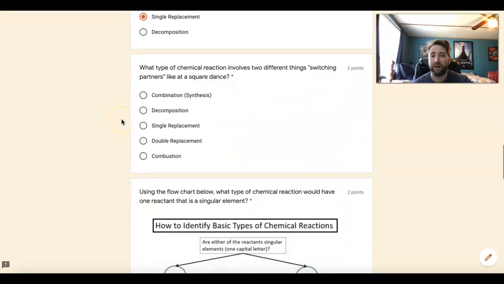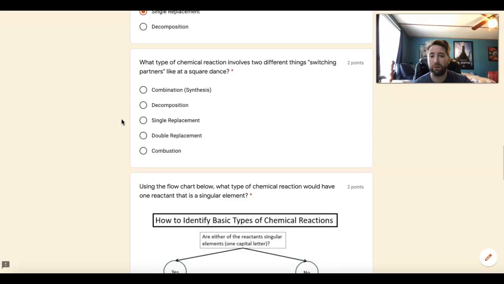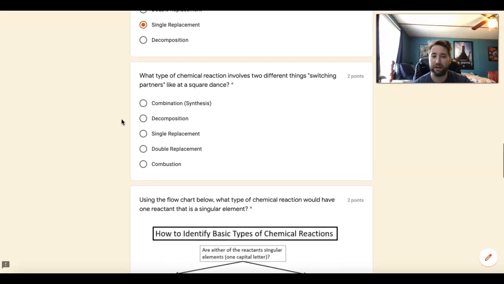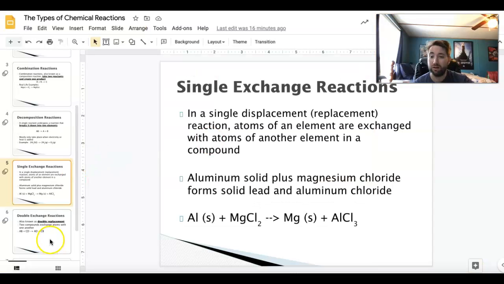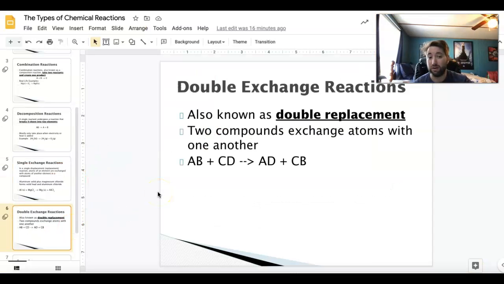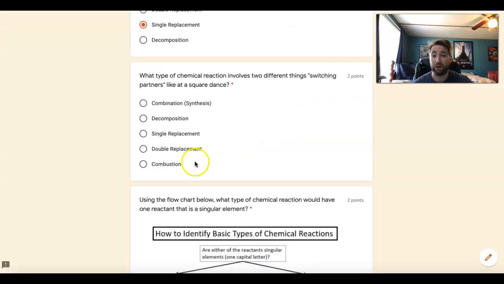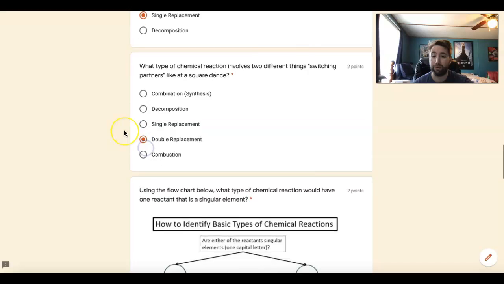Alright, what type of chemical reaction involves two things switching partners like at a square dance or a do-si-do? If you look back at the notes, the only one we really haven't used is this double exchange one, also known as double replacement. Two compounds exchange atoms with one another. So again, this one's like your do-si-do kind of thing. That's going to be double replacement.